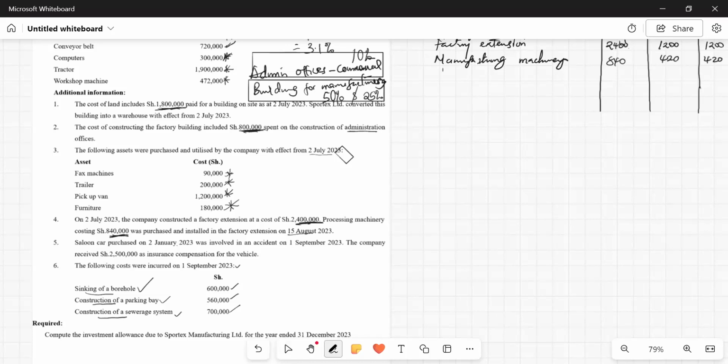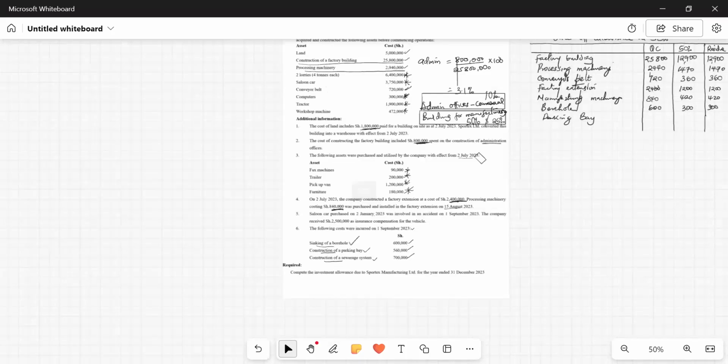So we have borehole. Borehole is 600,000. So we have 300 here, 300 here. We have parking bay. Parking bay, we have 560.